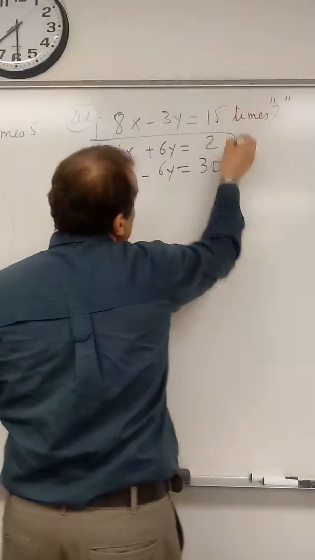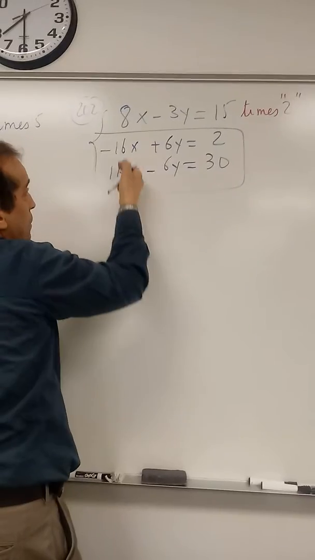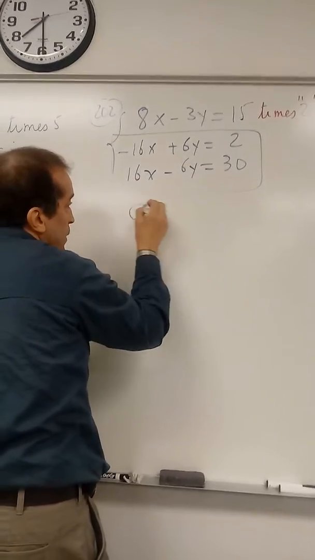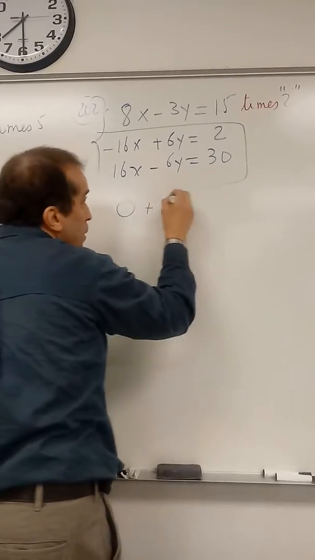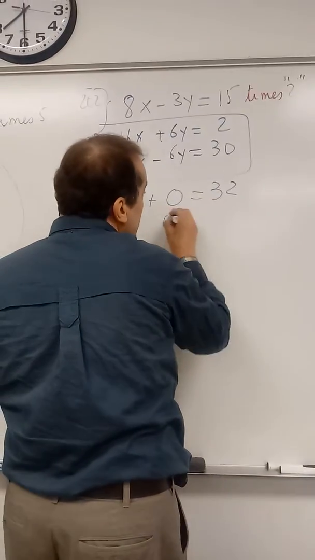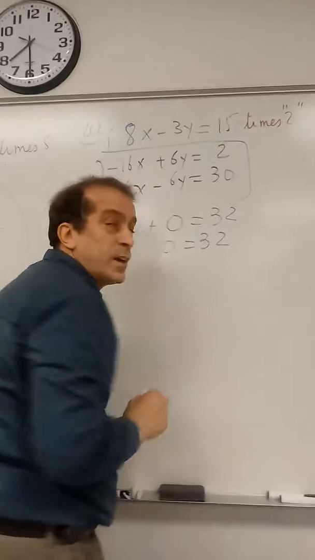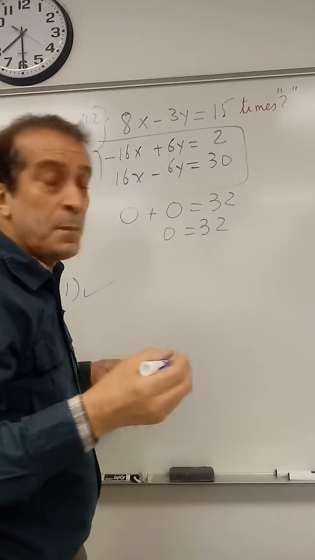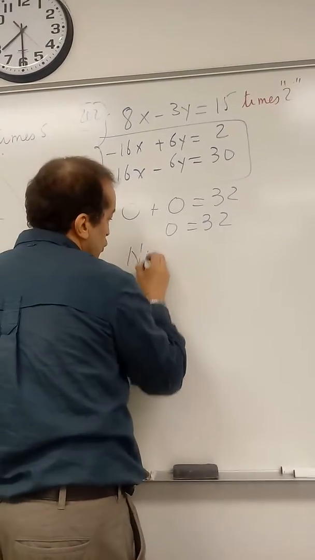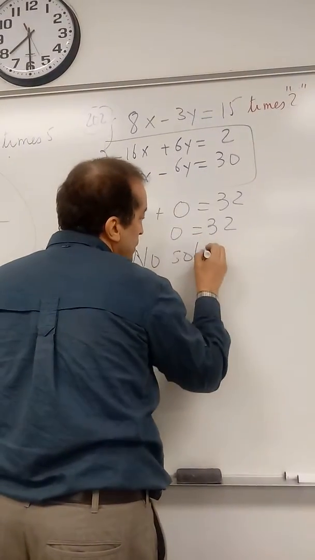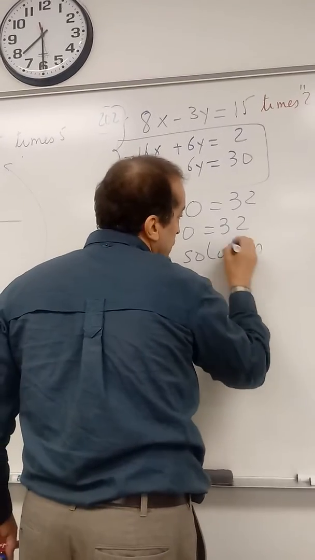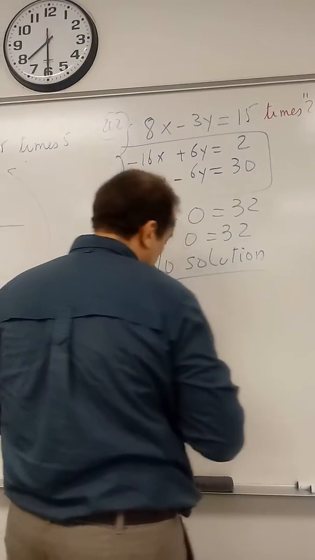Look at these two equations and add them up. When you add them up, minus 16x plus 16x will give you 0. The y's will give you 0. But the right side is 32. 0 equals 32 is a contradiction. That means it doesn't happen. So this system here has no solution. If you end up with a contradiction, it's always no solution.